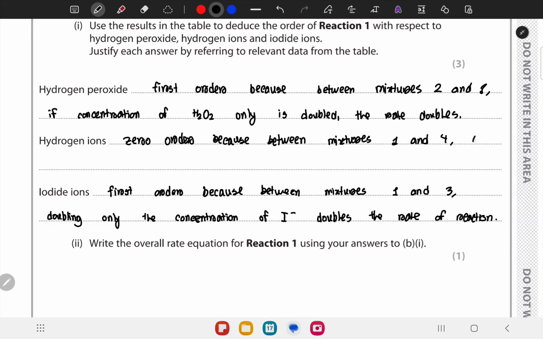The concentration of H plus is increased by a factor of 10, and the rate is unchanged.